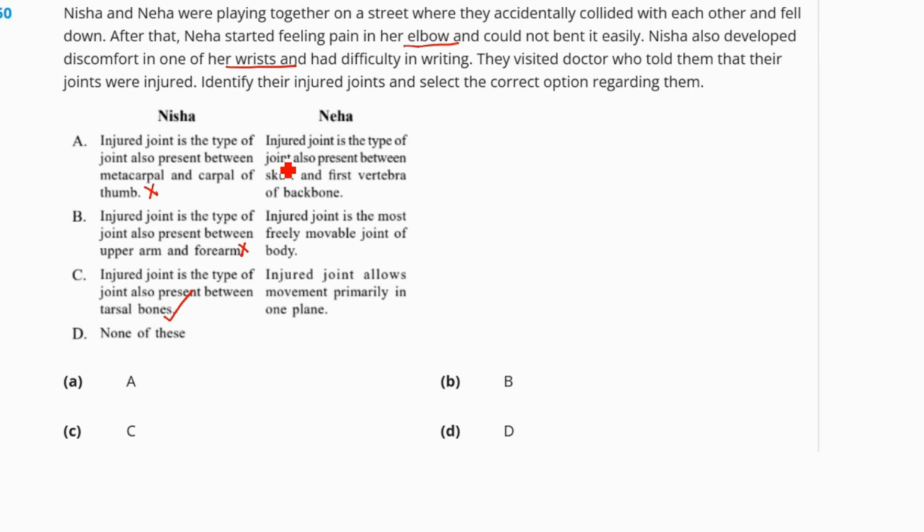Injured joint is a type of joint also present between the skull and the first vertebrae of the backbone. No, she has got hurt in the elbow. So this is wrong. Injured joint is the most freely movable joint in the body. No, the elbow joint or the hinge joint is not the ball and socket joint. So this is also wrong. Injured joint allows movement primarily in one plane. Yes, the hinge joint allows movement in only one plane. So our correct answer is option number C.